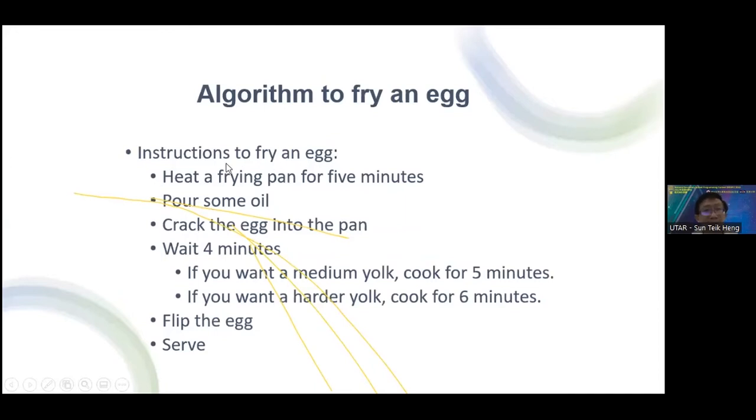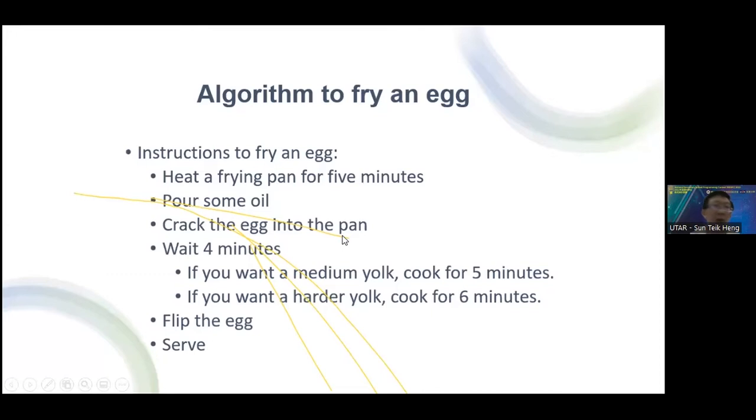As you can see here, the instructions to fry an egg: heat a frying pan for 5 minutes, pour some oil, crack the egg into the pan. You can see this is step by step, very clear. The first step, I know I have to heat the frying pan for 5 minutes, so I'll follow the first step. Then I'll pour some oil onto the frying pan. That's the second step. And in the third step, I will crack the egg into the pan.